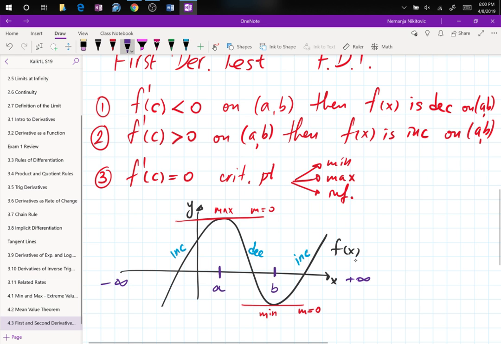So we can quickly see why that is so. Well, increasing function, that means that the slope of the tangent lines, all of the tangent lines, is larger than 0, which is the derivative is larger than 0. Then we have our slopes less than 0, and in this case we have slopes larger than 0 again.